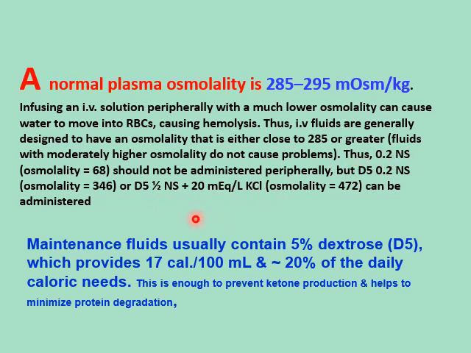Maintenance fluid usually contains 5% dextrose, which provides 17 kcal per 100 ml, around 20% of the daily calorie need. So when a patient is kept on IV fluid for longer than 3 or 4 days, he may develop signs of malnutrition and there will be catabolism. So we use it on a short-term basis. This is not enough to prevent ketone production and help minimize protein degradation.